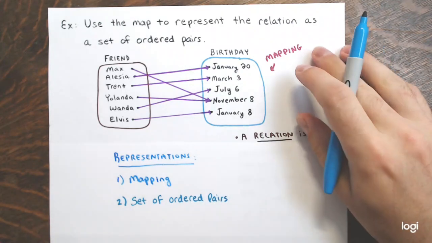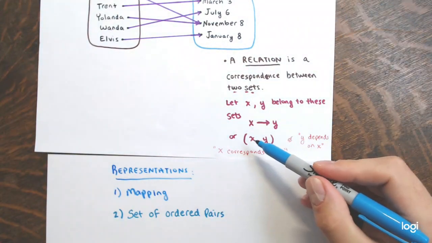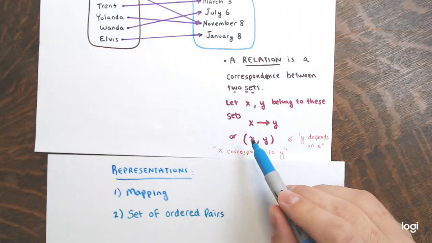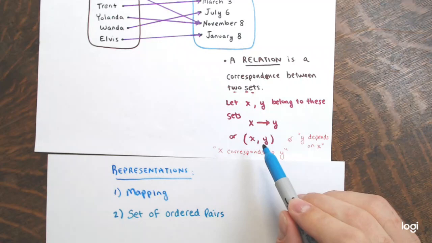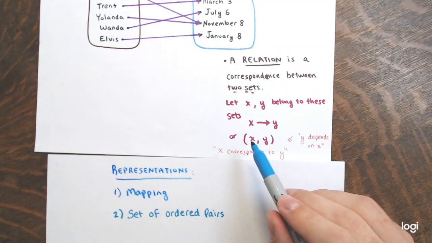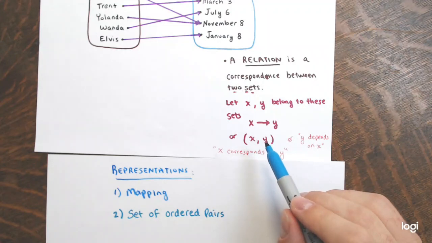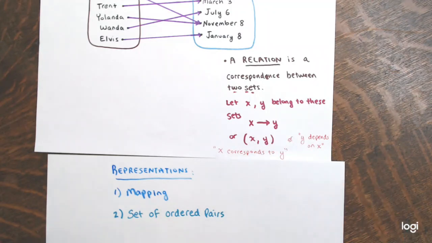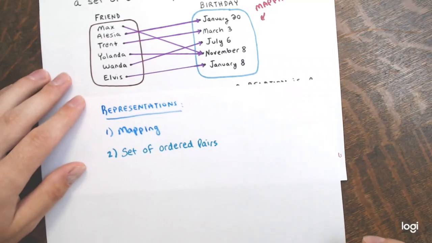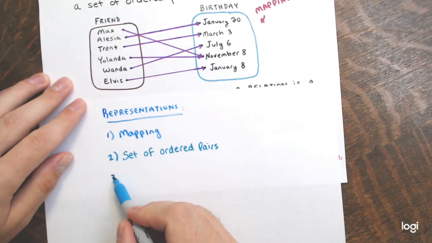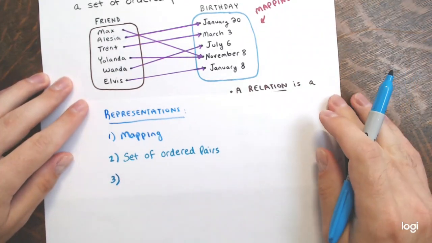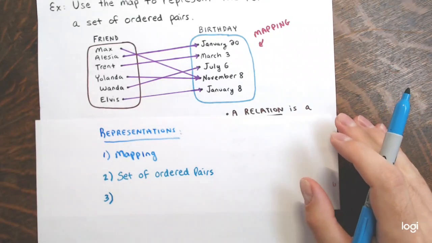Okay, and the ordered pairs will look like this, where you have an element, and if I see an ordered pair in my set, that means that this element is from the first set, and it corresponds to this element from the other set in the relation. We'll get to that in a second.